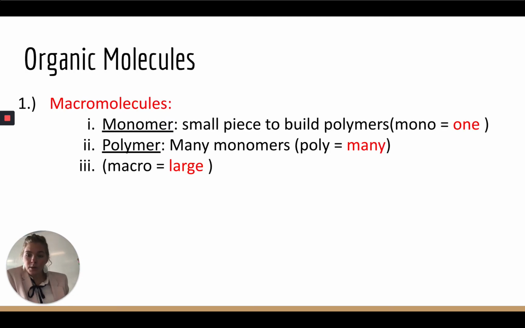To help you remember this a little more, think of Legos. An individual Lego block is a monomer, and when you put all those Legos together to make some sort of object, that's your polymer made of little individual monomer Legos.